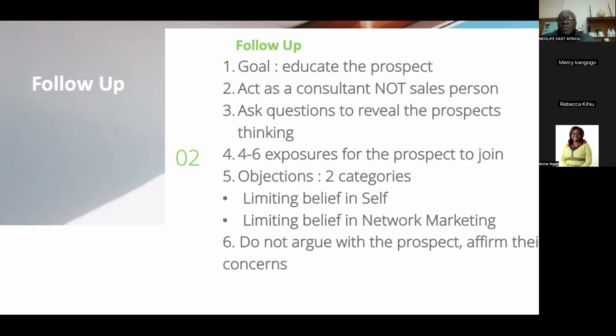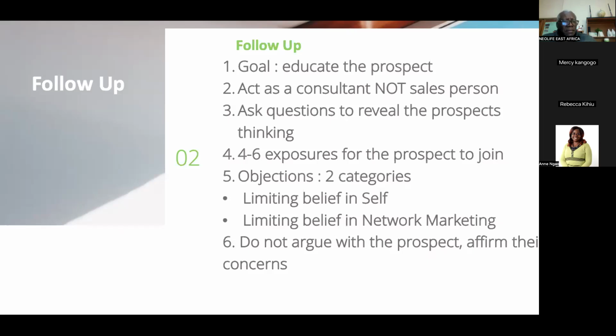What is the important thing about follow-up? Remember, your goal is to educate the prospects on the business. Another important thing, act as a consultant, not a salesperson. Don't push to close a sale. Create a friendship and educate your prospects so that they can make a decision based on the correct information. Then ask the questions to reveal what is in the prospect's thought process.